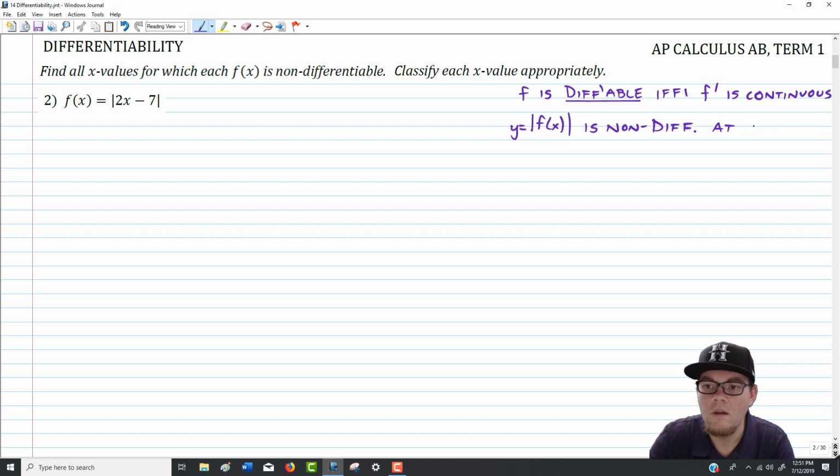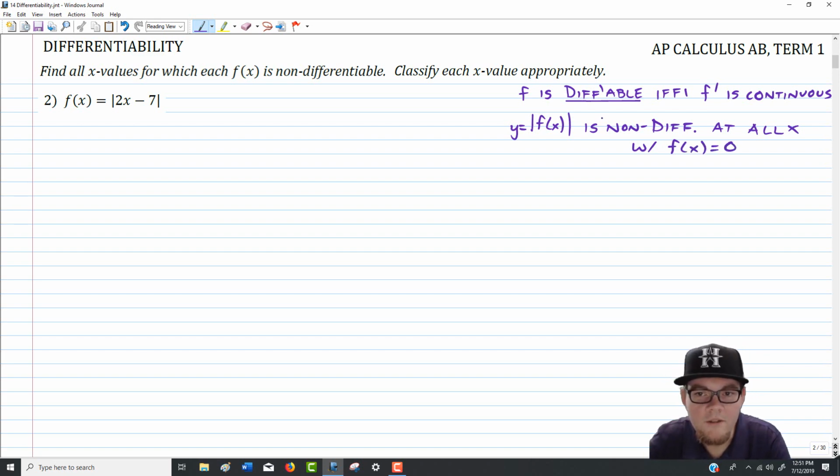at all x with f of x equal to 0. And I should say it is potentially non-differentiable. There are some possibilities where it may be differentiable still. In particular, I'm thinking of the absolute value of x squared where the notation is redundant.